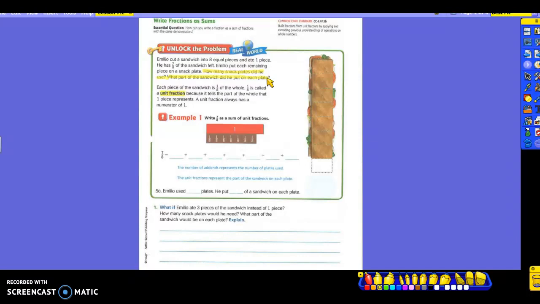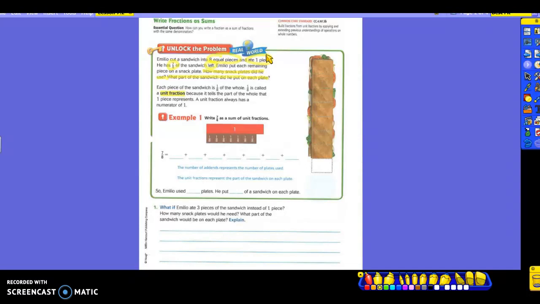So what information up here do I need to circle that I'm going to use in my problem? Brad? 7/8 of the sandwich is left. So 7/8 left. So I'll just circle 7/8 and left. What else do I need? Cheyenne? 8 equal pieces and one piece. Okay, so it says each piece of the sandwich is 1/8 of the whole.